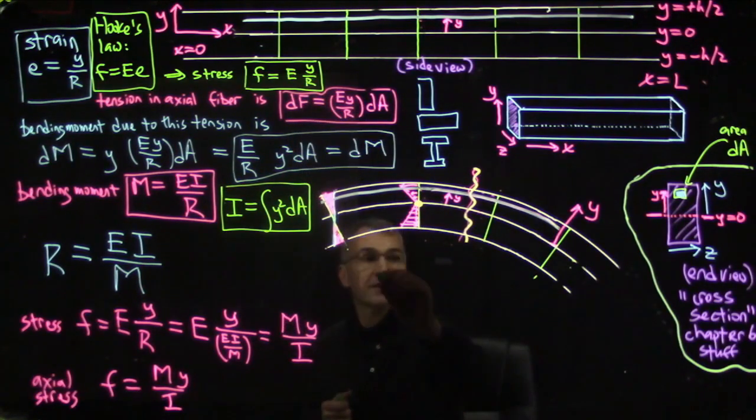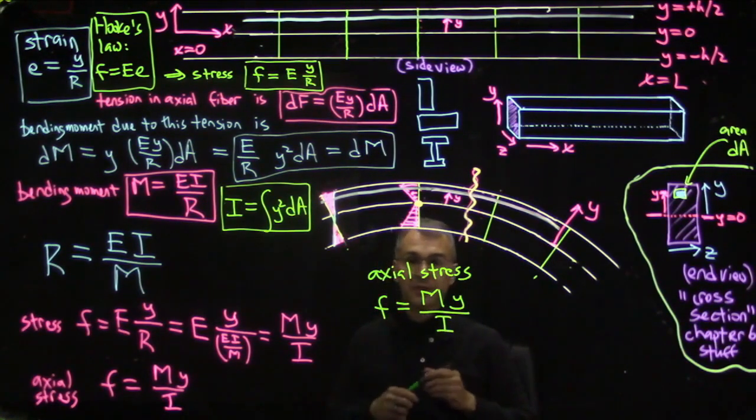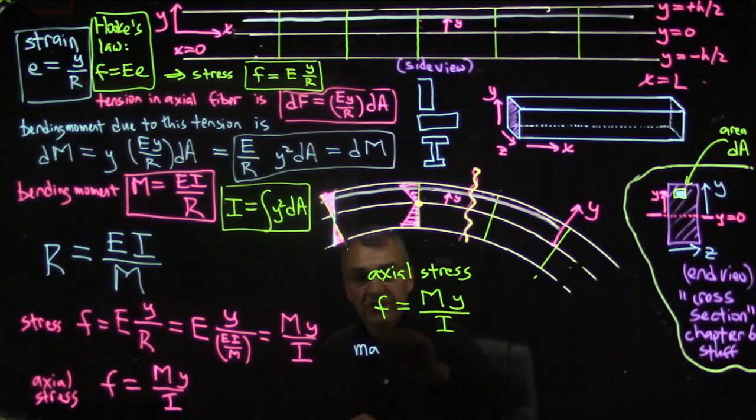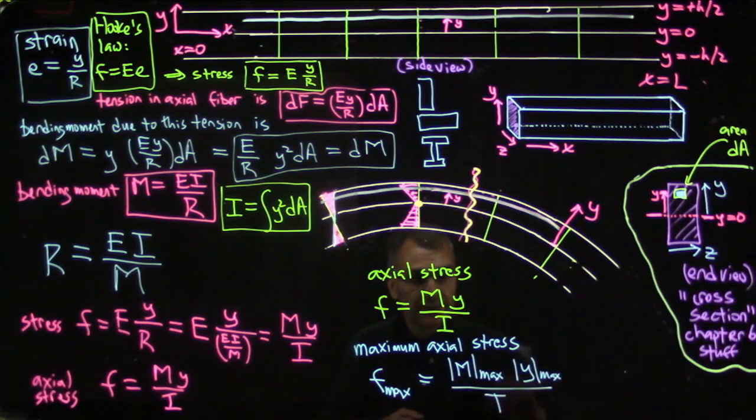So we have that the axial stress, little f, is the bending moment times how high am I above the neutral surface divided by the second moment of area. And the maximum axial stress is where the bending moment is largest in absolute value, and then times where the distance above or below the neutral surface is largest in value, and then divided by this second moment of area. And that's useful because you don't want the maximum axial stress that fibers in the beam have to bear to be larger than the strength of the material you're working with.